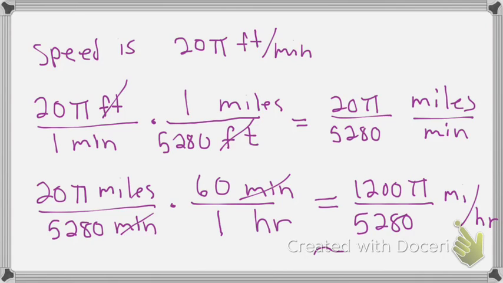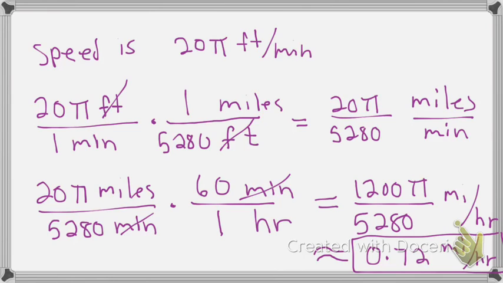And just for an approximation here, I'll do my 1200 pi divided by 5,280, and I get approximately 0.72 miles per hour. So if you're on a Ferris wheel that's 100 feet tall, and you make 1 revolution every 5 minutes, you're traveling along a circle at 0.72 miles per hour.